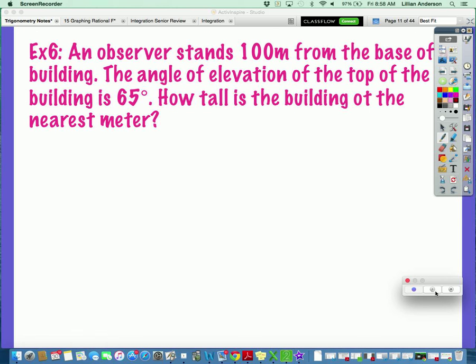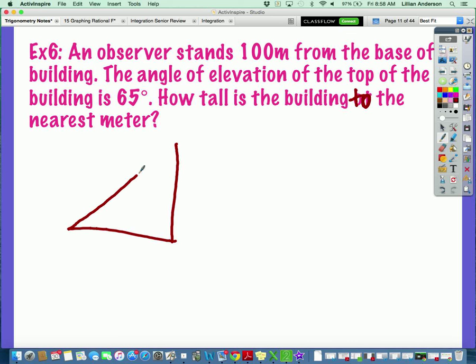All right, an observer stands 100 meters from the base of a building. The angle of elevation to the top of the building is 65 degrees. How tall is the building to the nearest meter? Okay, so the important things here that I would need if I were to create a picture: I would need what type of triangle? Right. A right triangle, okay?